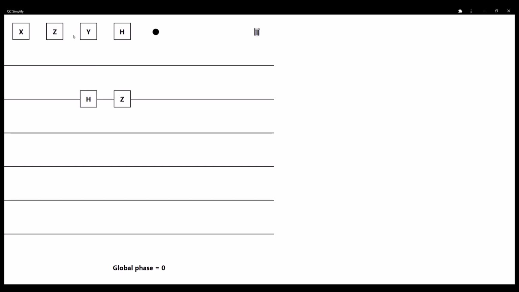So then you can see that if you had, for example, this HXH, that's actually equivalent to saying HZH, and then H and H cancel each other out. So then that's another way to see why it would turn into a Z gate.